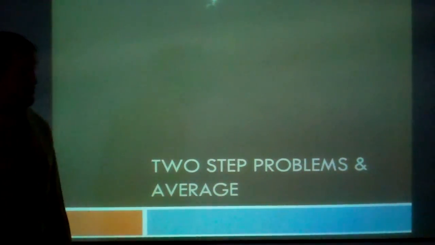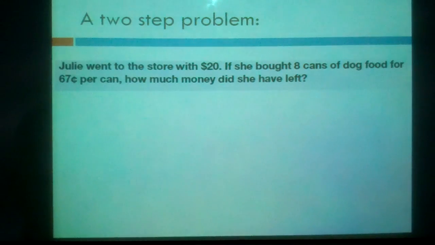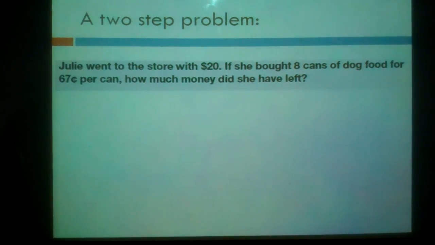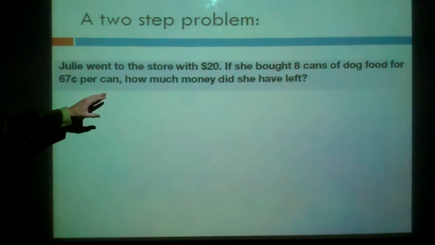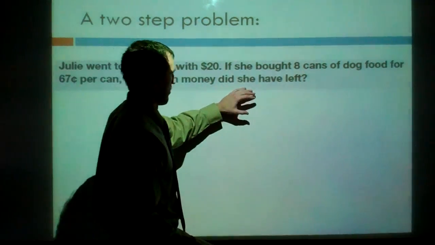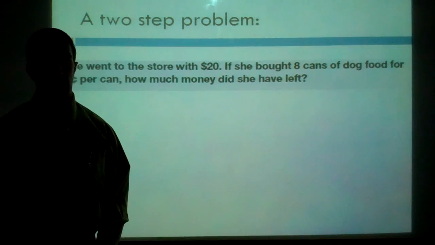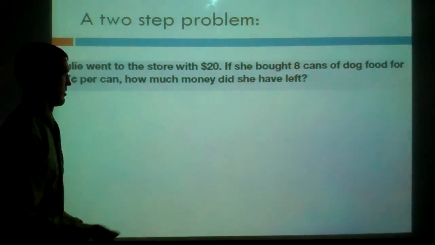So we're going to start off with an example here. This would be an example of a two-step problem, and it involves money. So it's something we use often, every day. Alright. Julie went to the store with $20. If she bought 8 cans of dog food for 67 cents per can, how much money did she have left? Alright. In order to figure out how much money she had left, we have to figure out how much she spent.